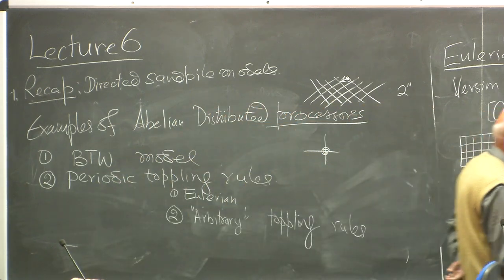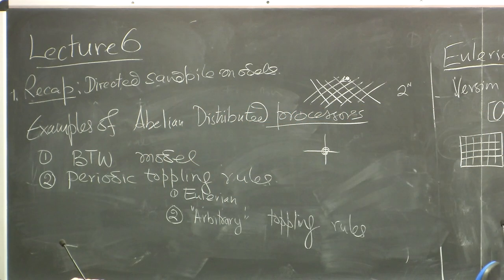Stochastic toppling rules, or arbitrary. So now what we will say, we don't want to keep the toppling rules periodic even. Let's get rid of the periodic condition. So what happens is that at each site there is a stack of colored cards.